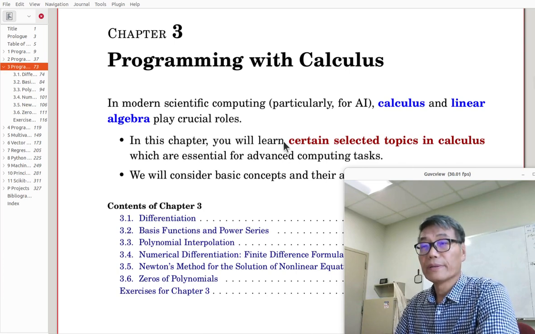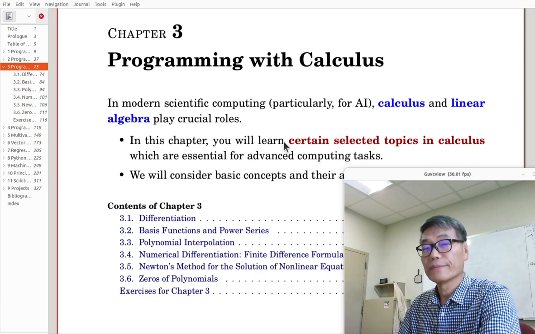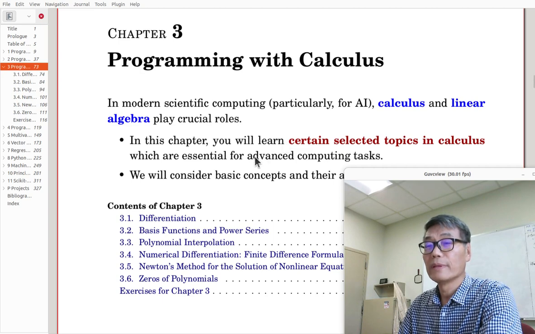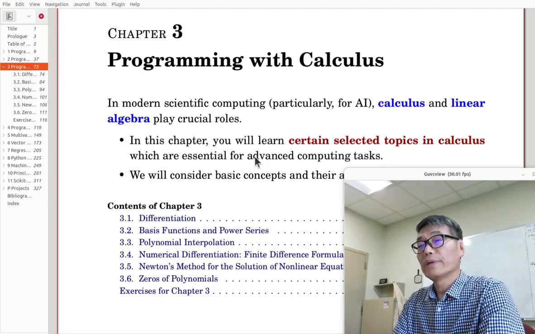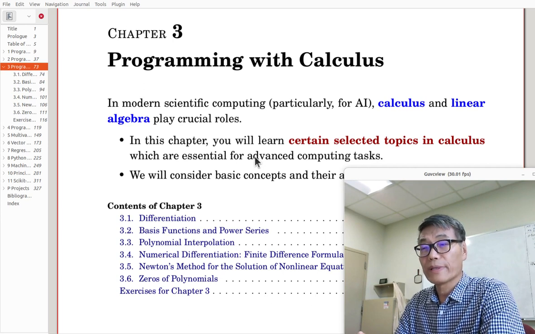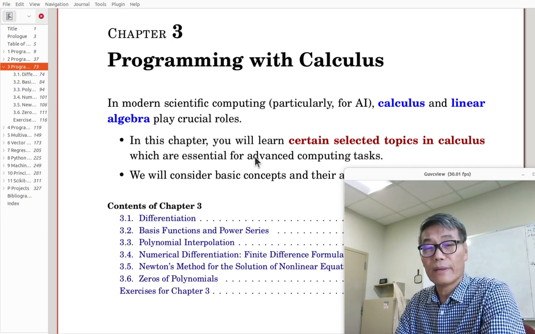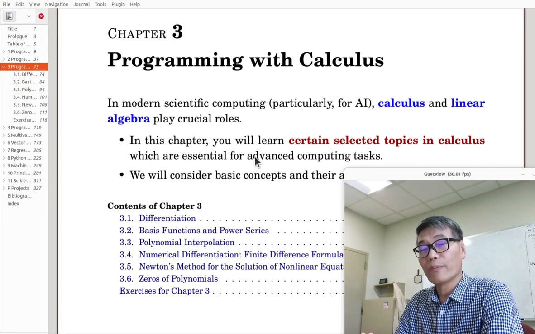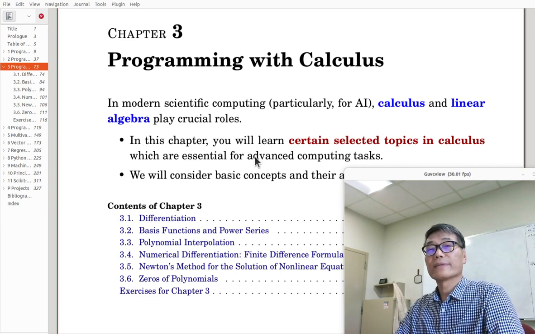It is Chapter 3, Programming with Calculus. In modern scientific computing, particularly for AI, calculus and linear algebra play crucial roles. In this chapter, you learn some selected topics in calculus that are essential for advanced computing tasks. We'll consider basic concepts and their applications as well. So you don't need any prior knowledge of calculus.